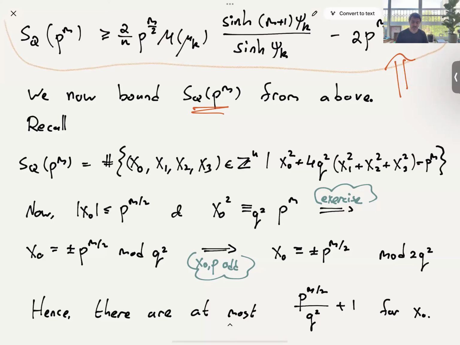And actually, because x0 and p are odd, you can improve that, and this equality holds modulo 2q squared because they have the same parity. So anyhow, this is just to say that there are at most p to the m over 2 over q squared, plus 1 just in case, or take a floor and so forth, possible solutions for x0. Right, because in every q squared interval, it has to be equal p to the m over 2. So every solution x0 can obtain one of these many values.